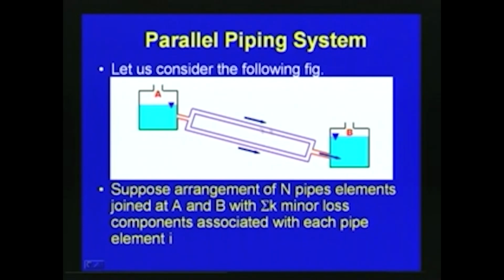Here there are two reservoirs, and the reservoirs are connected through two pipes which are in parallel. For this arrangement, in this slide two pipes are shown. There can be n number of pipe elements joined between A and B, with the sigma k minor loss components associated with each pipe element I. Here only two pipes are shown, but 1, 2, 3 up to n pipes can be there, with the sigma k minor loss, connected between A and B.